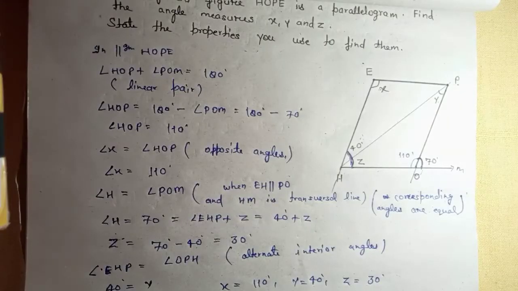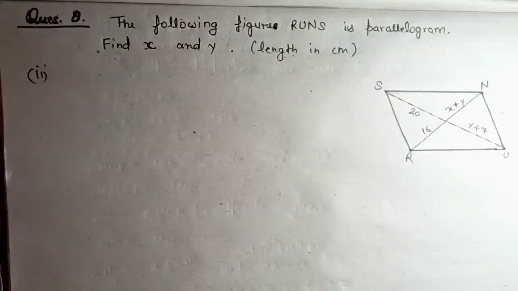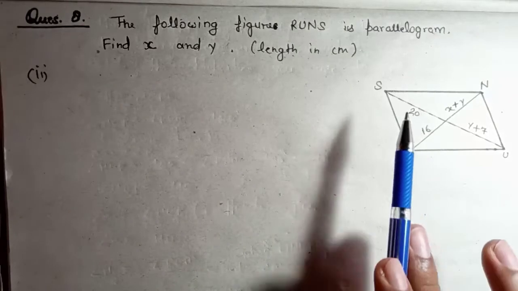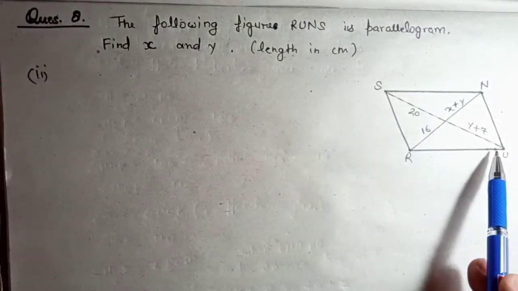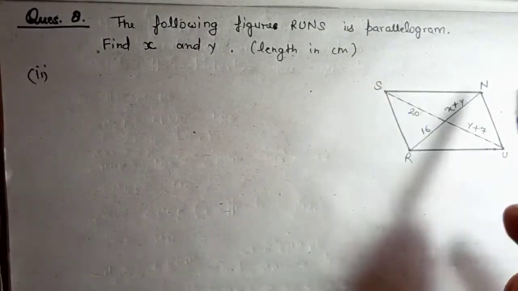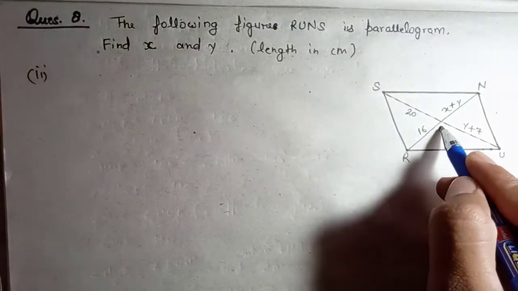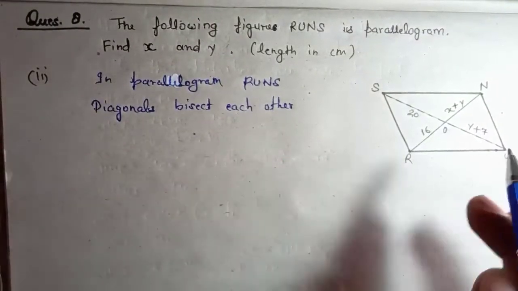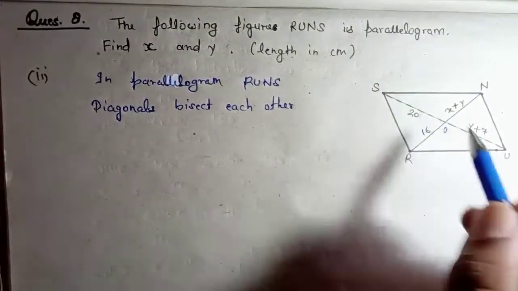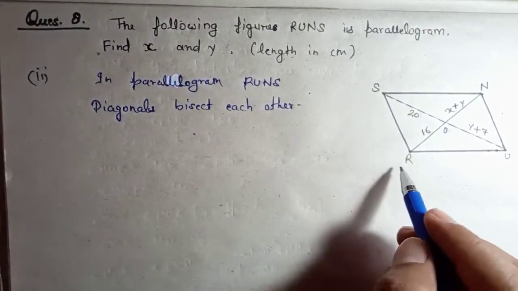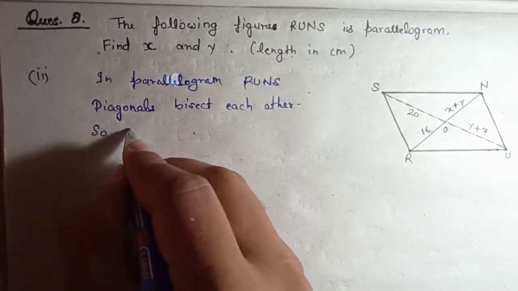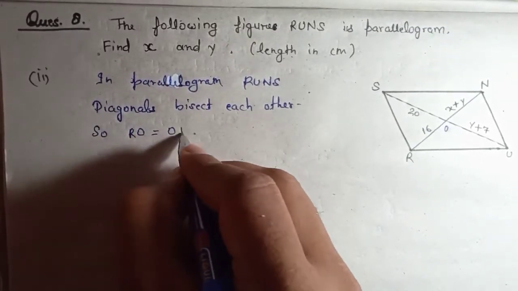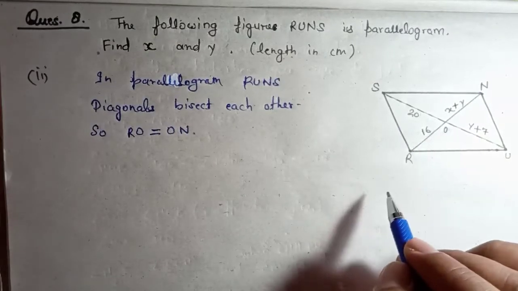Now have the screenshot. This is a long question. In question number 8 we have to find the value of x, y in this parallelogram, and you can see here SU and RN are the diagonals and they intersect at point O. Here we have in a parallelogram RNSU, diagonals bisect each other. So we can write RO is equal to ON because O is the bisecting point.